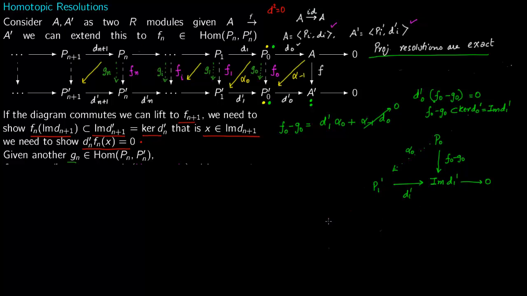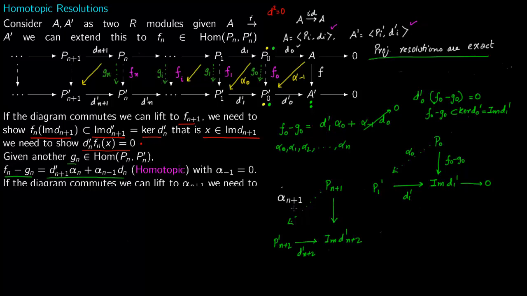So now we want to construct alpha n plus 1, given that you have alpha 0, alpha 1, alpha 2 all the way to alpha n. Again we have to construct a projective map. Now in this case you have pn plus 1, and you have p prime n plus 2, d prime n plus 2. Exactly the same way we are going to copy, and you have the image of d prime of n plus 2 right here. So we have to be able to copy this map up right here to alpha n plus 1.